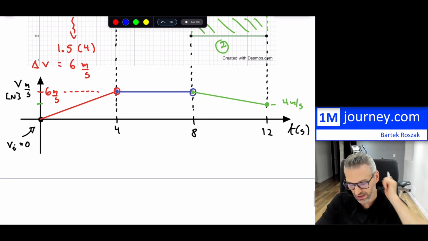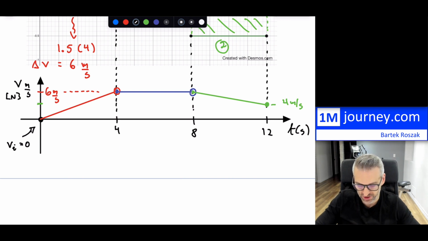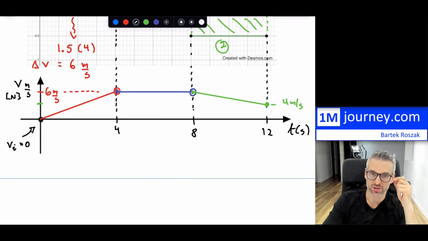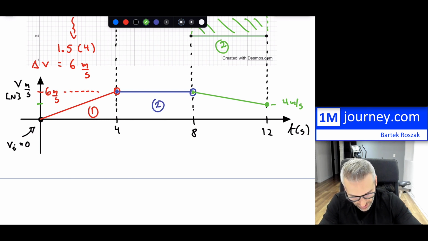Now for the final one, you're going to need a sketch to go back from the velocity to the position time graph. So now once again, you're going to need to figure out what the areas are. Okay, so now you're going to have 3 things. You're going to have 1, 2, and then 3 areas.